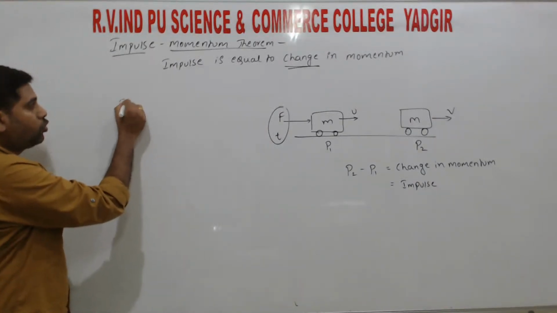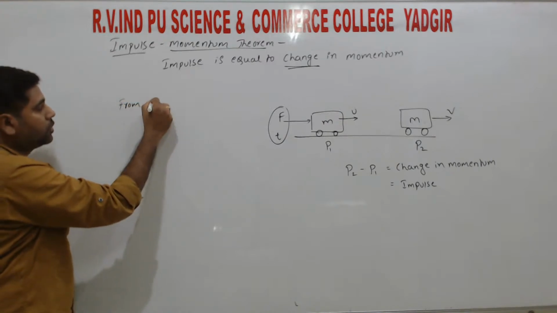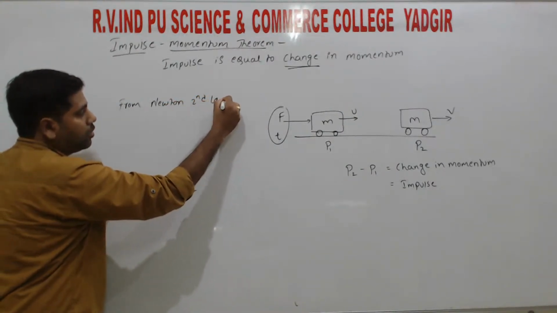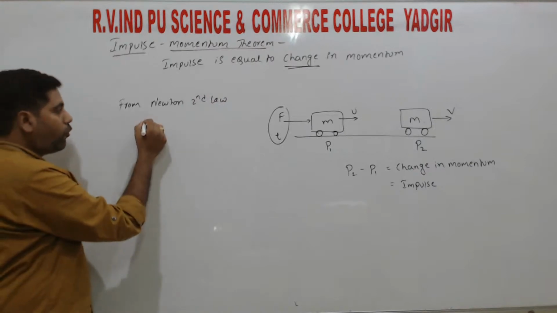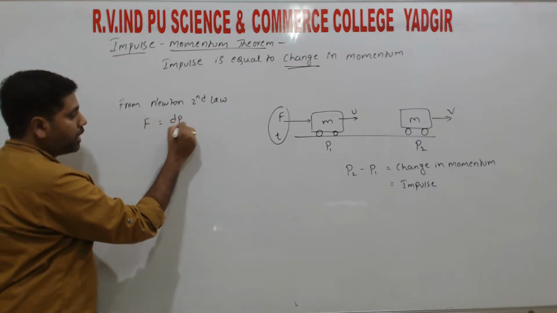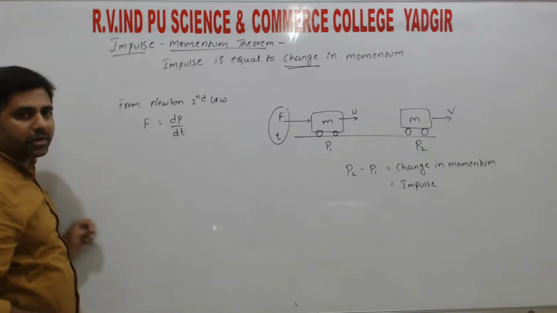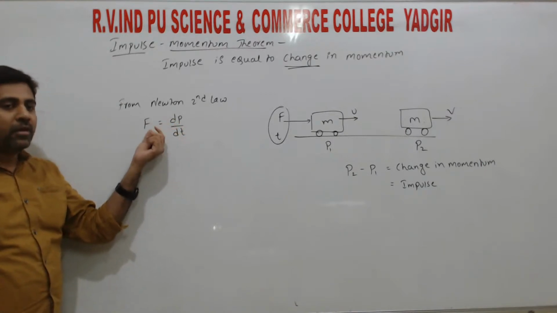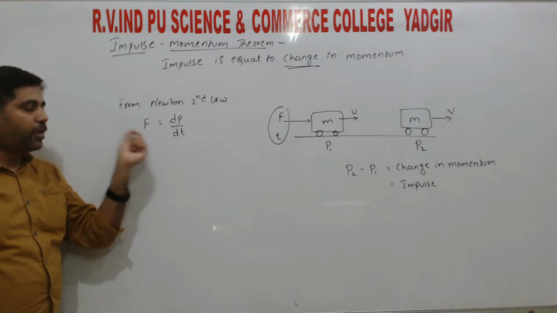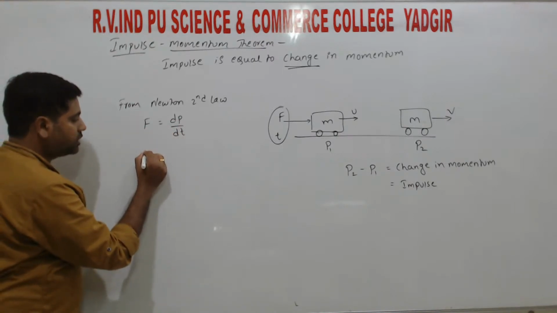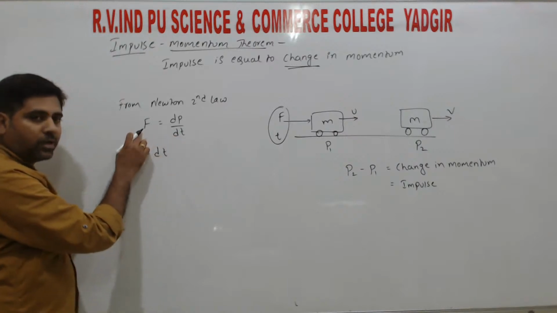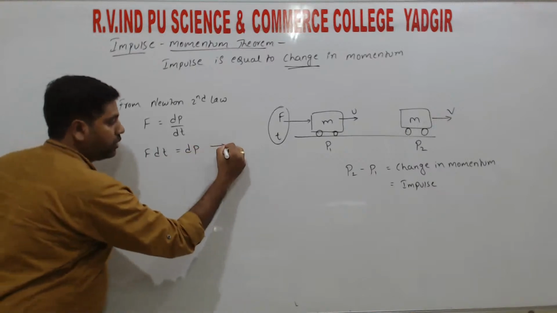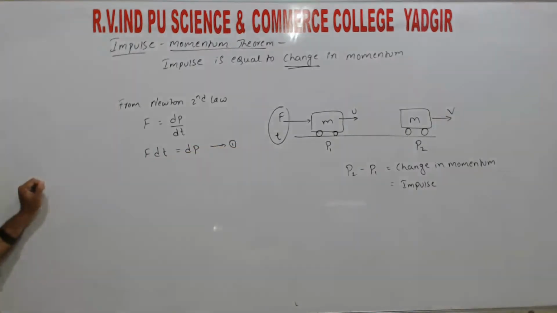To prove it mathematically, from Newton's second law of motion, force is equal to rate of change of momentum. Force is directly proportional to rate of change of momentum. Here the proportionality constant is 1, so we get F equals dp by dt. Rearranging, cross multiplying dt to the left side, we get F dt equals dp. Calling this equation 1.